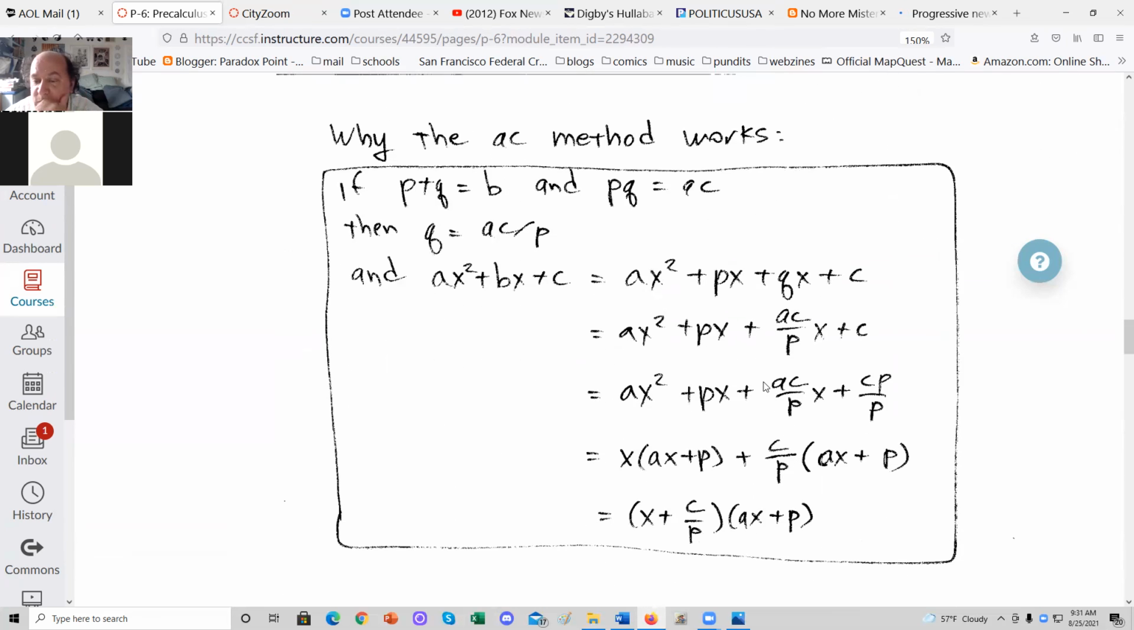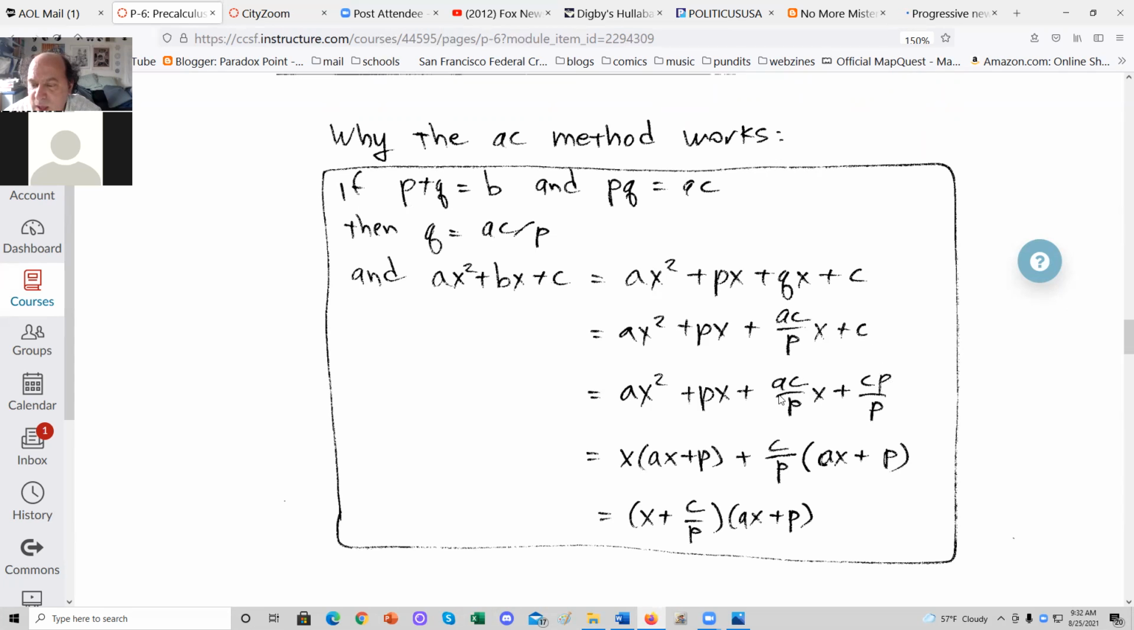Now I'm going to go briefly over why this method works. If P and Q add to b and multiply to ac, then Q is ac over P. So we can rewrite ax squared plus bx plus c as ax squared plus px plus qx plus c. And qx is ac over p times x. So ax squared plus px plus ac over p times x plus c. Now I can rewrite c as cp over p.